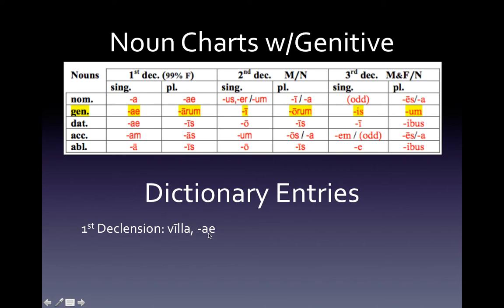This is also how we do the flashcards, although I usually write out the entire word the second time. So we have an A, then we have an AE. Up here we have an AE in the genitive singular. That's how we know we're looking at a first declension word.